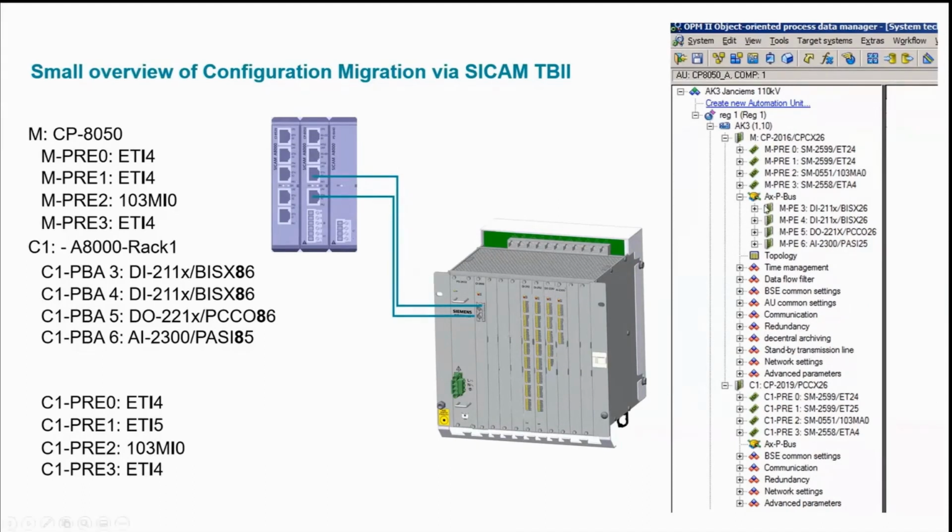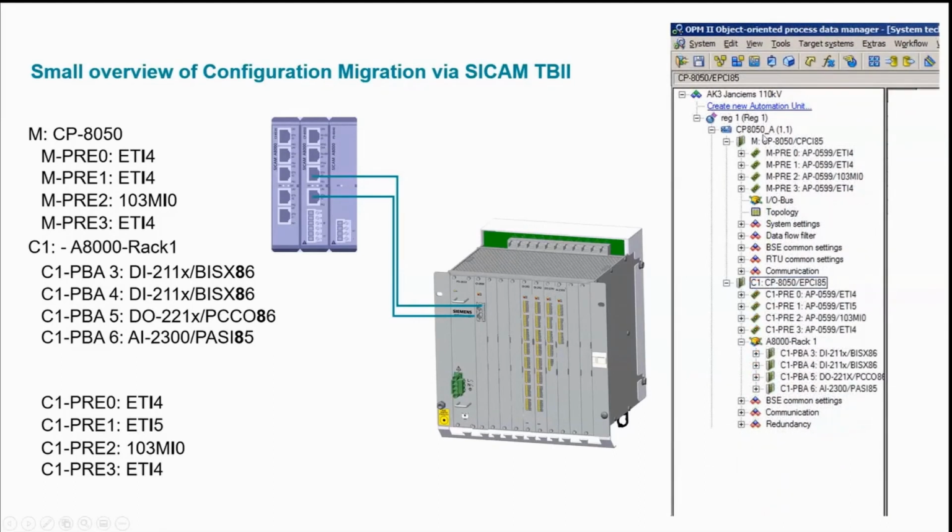So we must create another RTU in the configuration. We have our original AK3. We must create our new CP8050 with its own region number and component, unique, and with exactly this structure. We have the CP8050, the protocol elements, we have the extended processing, we have the 4 protocol elements, and we have the rack 1 with the modules. This is the first part of the configuration.